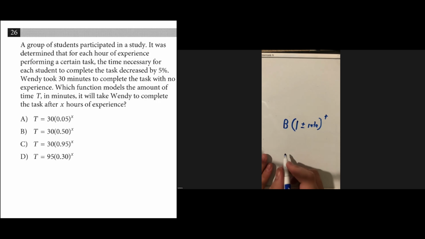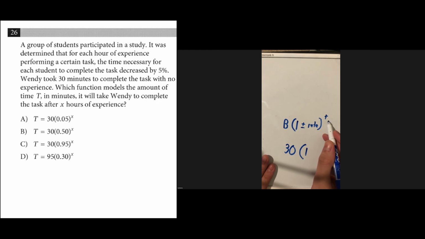In this case, the base is 30 minutes, because it says it took them 30 minutes to complete the task. And then you have the initial 1, because if time is equal to 0, then this part would just equal 1, so it'd just be 30 minutes. Anyway, so 30 and then 1 plus the rate.